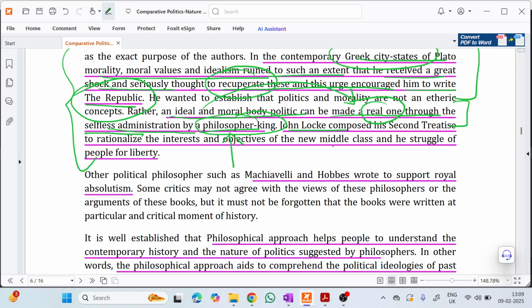Then John Locke, another philosopher, composed his Second Treatise to rationalize the interest and objective of the new middle class and the struggle of people for liberty.